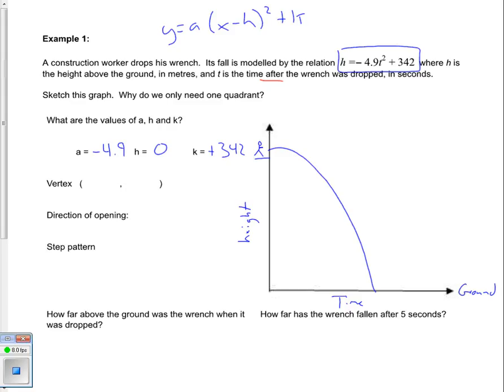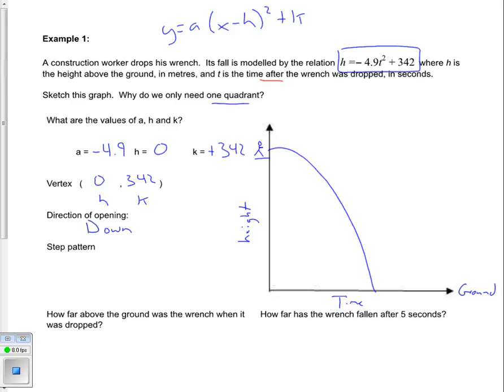Based on the a, h, k values, we can figure out the vertex. Again, our vertex is the (h, k) value, so our vertex is at (0, 342). The direction of opening, because the a value is negative, is down.